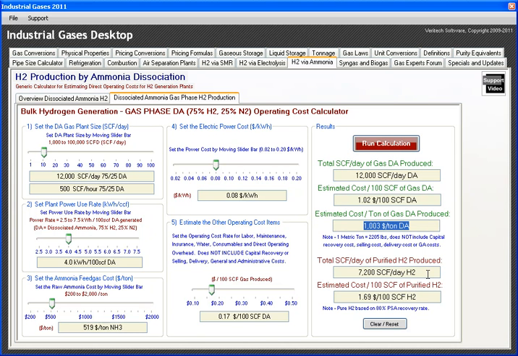And if we look at the purified hydrogen rate, out of that 12,000 standard cubic feet of DA gas, we can make about 7,200 standard cubic feet of purified hydrogen in a PSA unit. And that will be 5/9 pure hydrogen. The cost to produce hydrogen, just the hydrogen alone, would be about $1.69 per 100 cubic feet in the example that we're showing here. So there's a lot of flexibility. You can cover the full range of ammonia dissociators with this module.